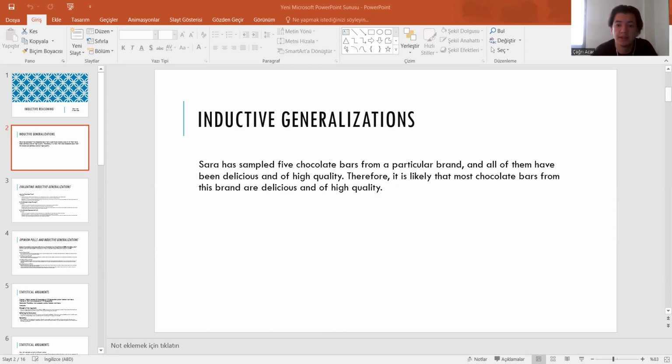The argument is an inductive generalization because it uses characteristics of the sample to make a claim about the larger group. The strength of the argument depends on the representativeness of Sarah's sample and the extent to which her experience with those 5 chocolate bars can be generalized to the entire brand.